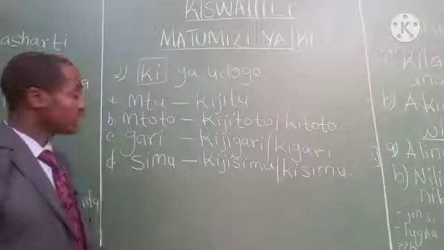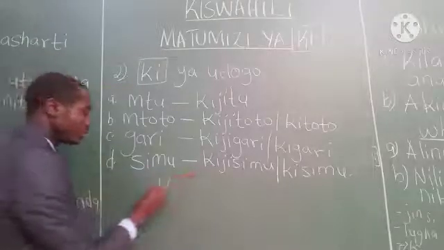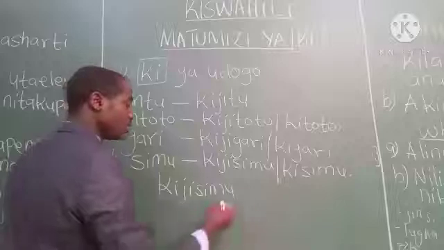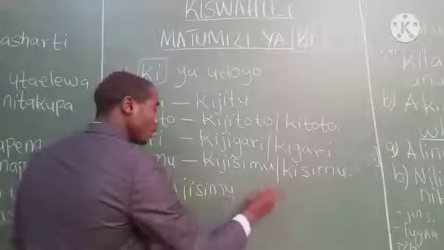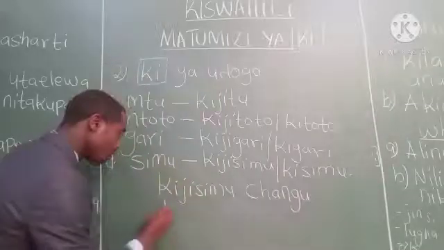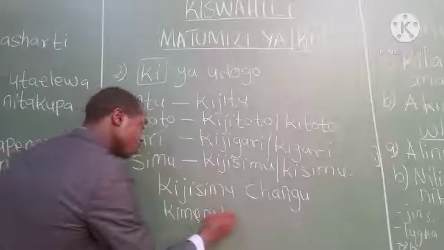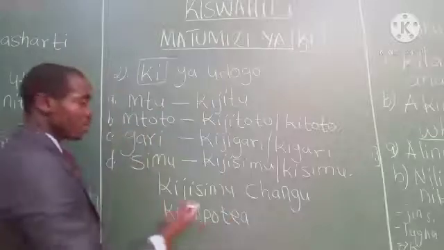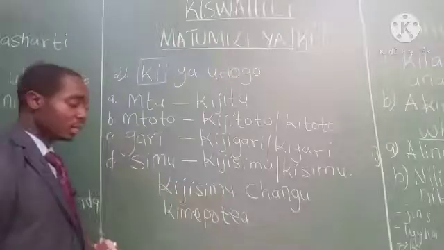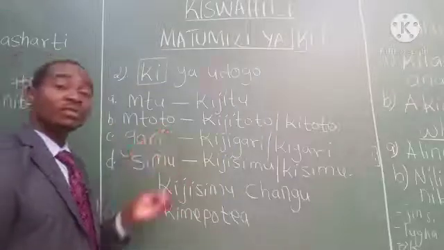So in a sentence we can say, let's use this one, kijisimu. Kijisimu changu kimepotea. My phone, my small phone is lost. Kijisimu changu kimepotea. Kimepotea, it has got lost. Sawa. So guys, this is all about this diminutive form of nouns.